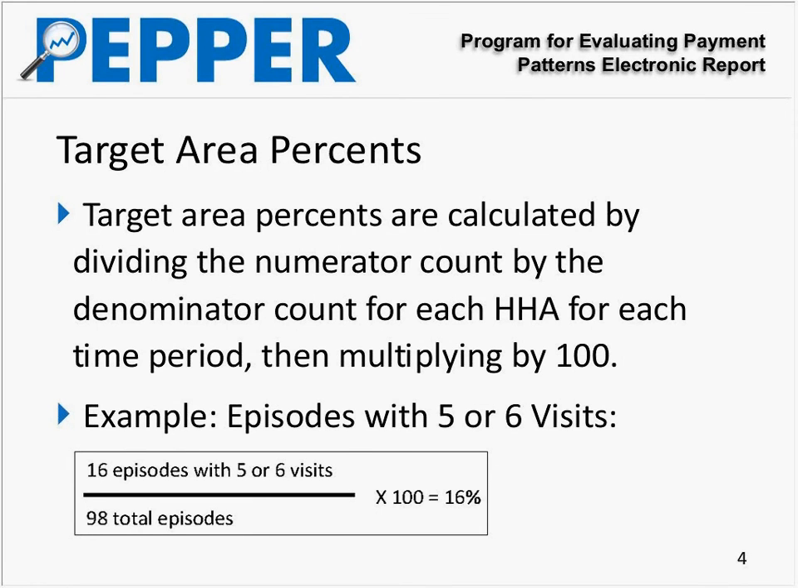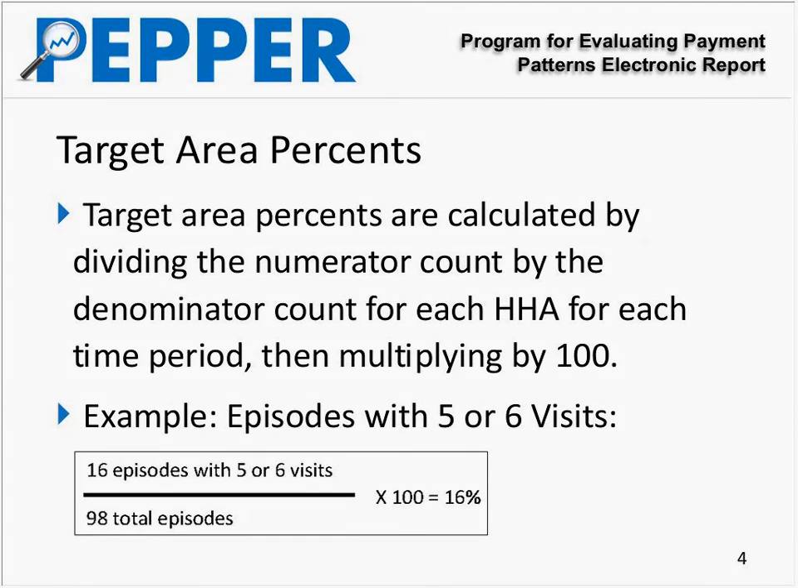So 16 divided by 98 multiplied by 100 results in a target area percent of 16. That tells us that of all the episodes that ended during that time period, 16% had 5 or 6 visits. But standing alone, we have no way to know if that target area percent is high, is it low, is there something we should be concerned with or not? We need some context to help us figure that out. And that's where the percentile comes in very handy.